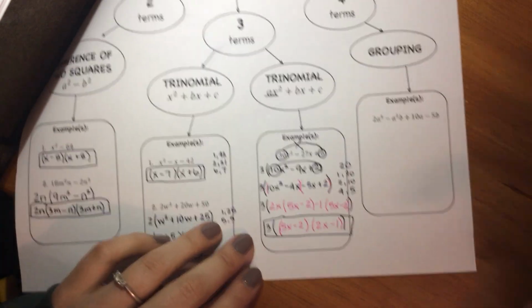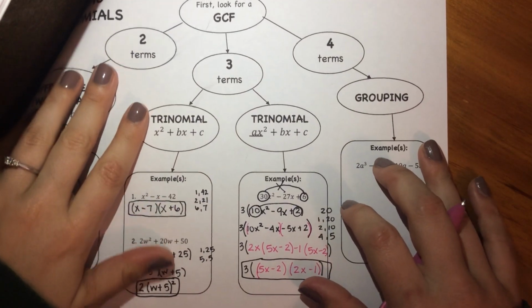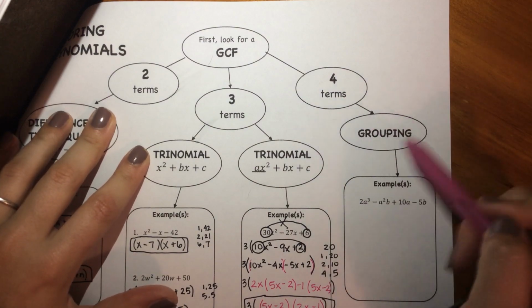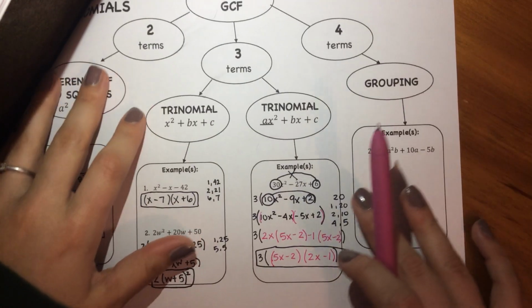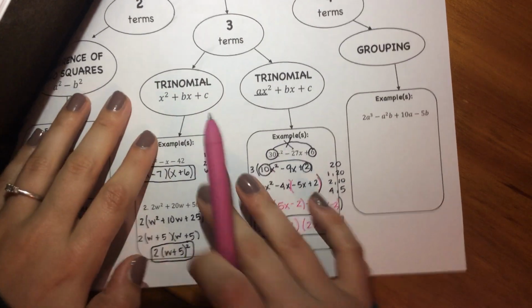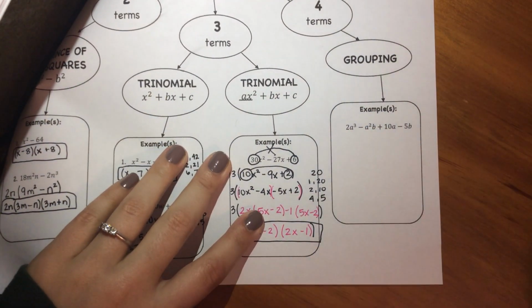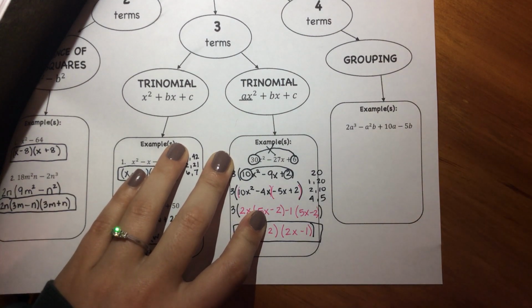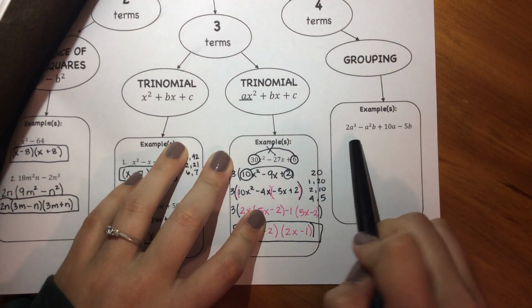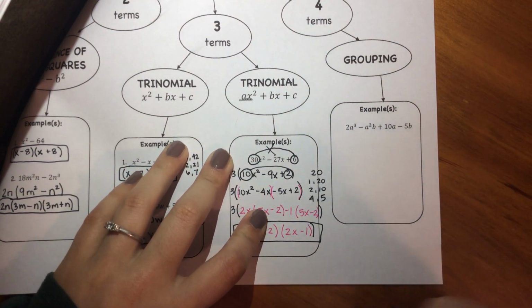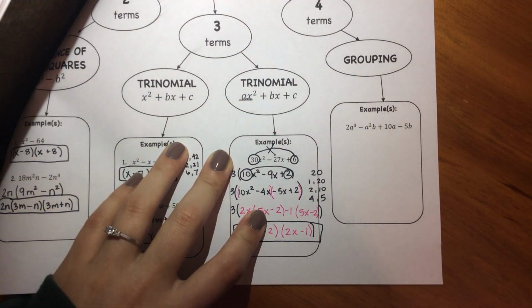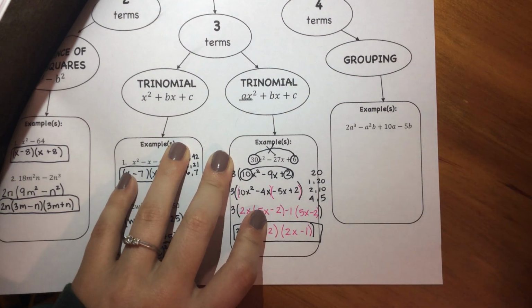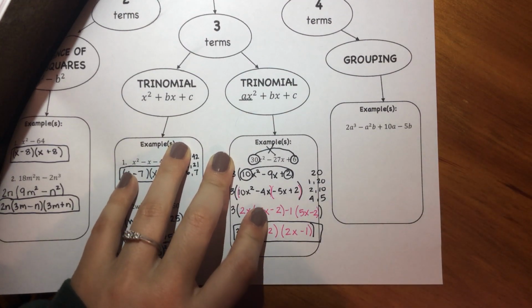Okay, so then last but not least, when you have a polynomial with 4 terms, you're going to do factor by grouping, which is going to be this guy over here. I'm going to try and make it so that way you can see as much as possible. So first and foremost, what do we always do? Look for a GCF. 2a cubed minus a squared b plus 10a minus 5b. There's nothing in all of the terms, right? So we're just going to go straight into factor by grouping.